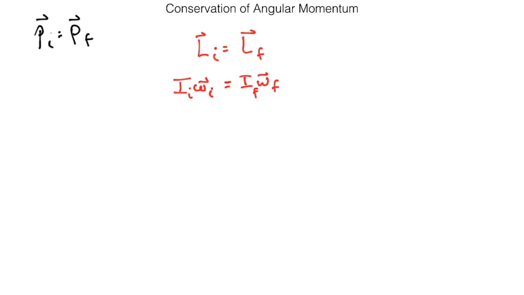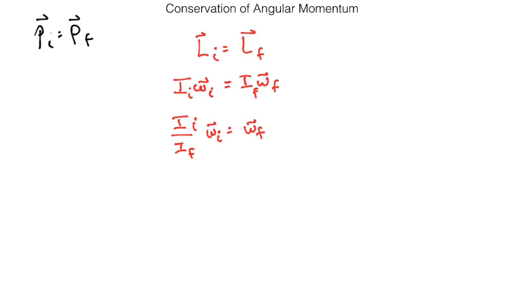What shifted in the situation before and after that gave rise to that change? So let's do the example of me sitting on this stool. We can solve our statement right there for the final angular speed. We're going to compare initial angular speed to final angular speed. So if I divide both sides by the final moment of inertia, I'll end up with final angular speed over there.